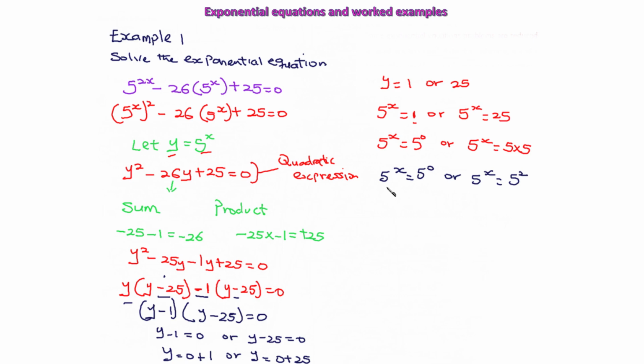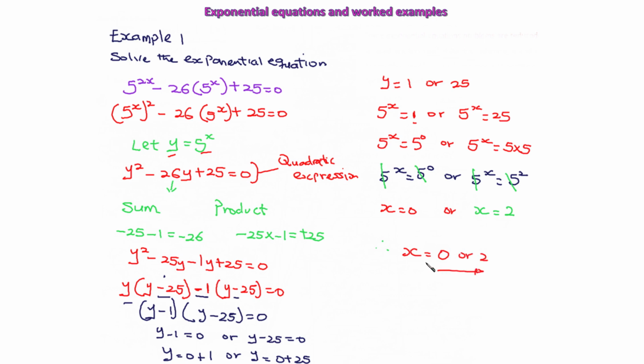Therefore, since you have the same base here, what happened? This base cancels this base, then our x is equal to 0. Or this base cancels this base, then our x is equal to what? 2. Therefore, finally, we can say x is equal to 0 or 2.